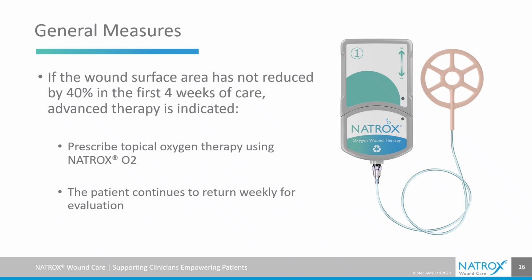If the wound surface area has not reduced by 40% or more in the first 4 weeks of care, advanced therapy would be indicated. Consider prescribing topical oxygen therapy using the NATROX oxygen device. The patient would continue to return weekly for evaluation.